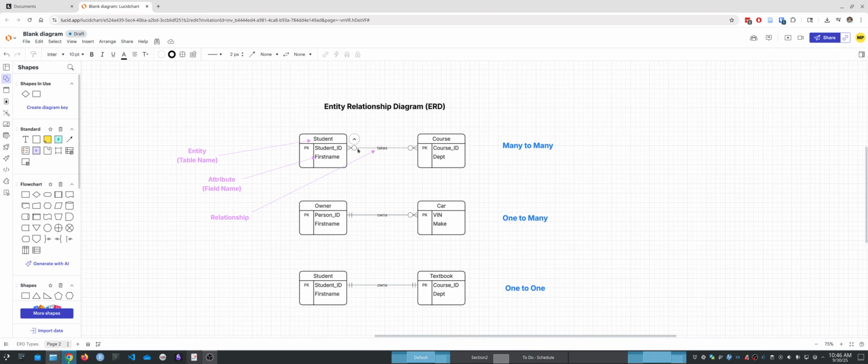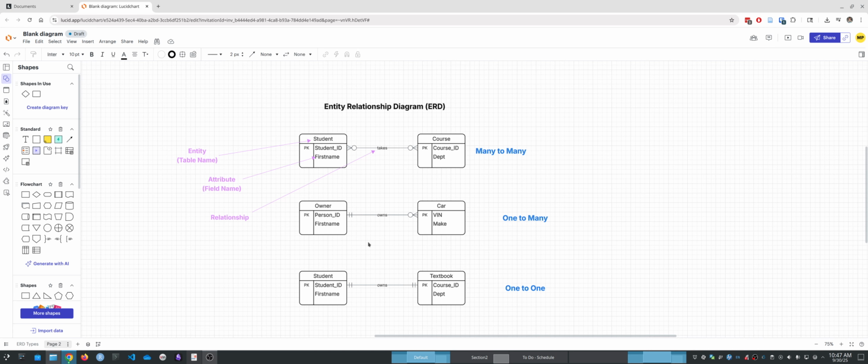And when I've got a 0 to many on both sides, we call that a many to many relationship. So one of these can be associated with many of those, and one student can be associated with many courses. That's a many to many relationship.